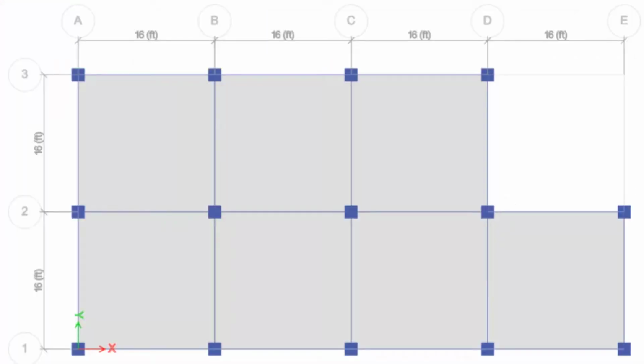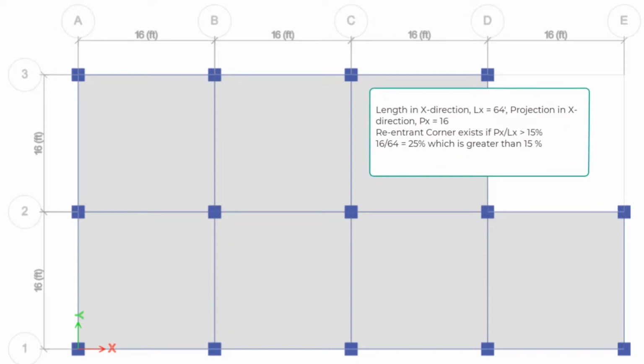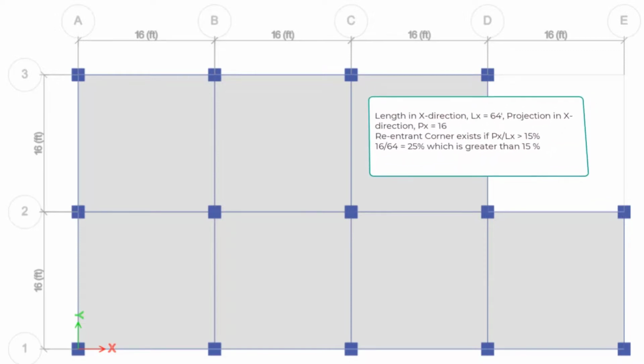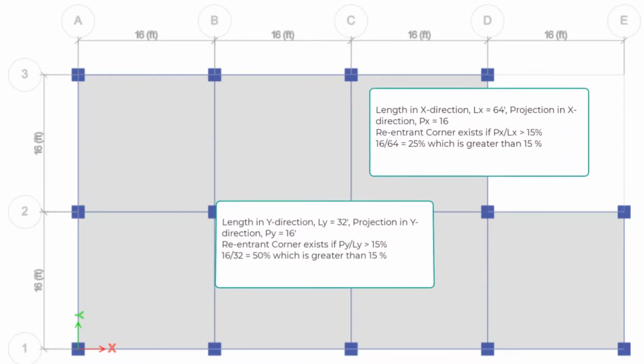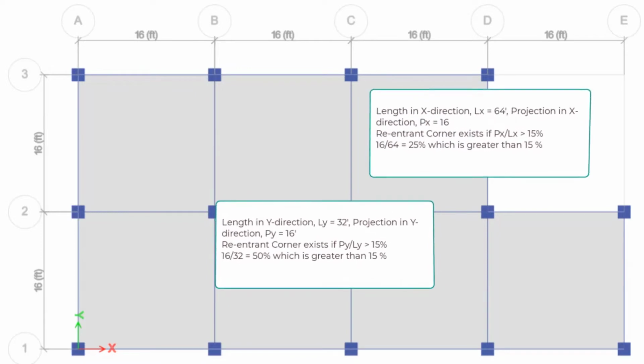Now, let's find out if reentrant corner irregularity exists in the following examples. In X and Y directions, the total lengths are 64 and 32 feet respectively. The projection length is 16 feet in each direction. The calculations show that the irregularity exists in both directions.